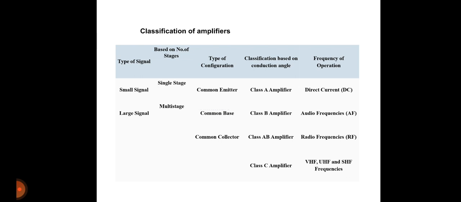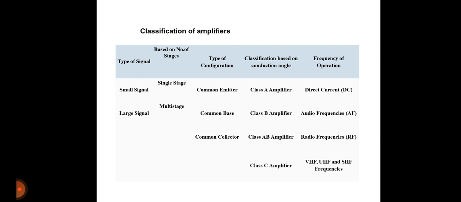Based on its input signal, we have two types, small signal amplifier and large signal amplifier. In small signal amplifier, the fluctuations of the collector current will be small. Whereas in large signal amplifier, the fluctuations of the collector current will be large.